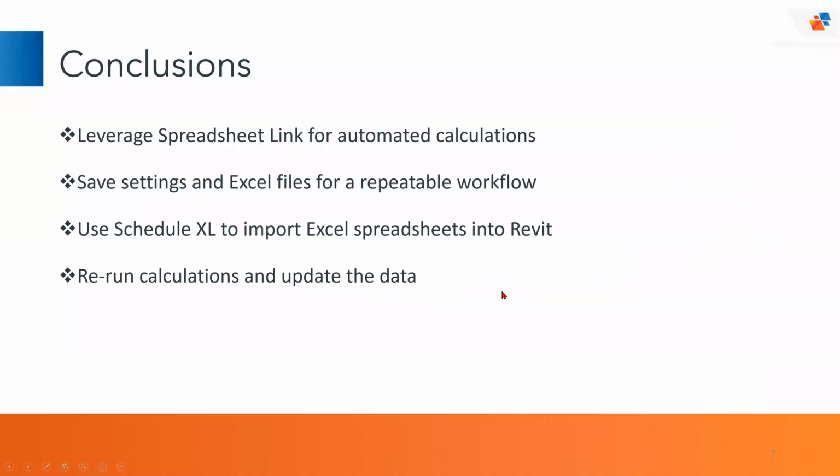So with that, in conclusion, leverage Spreadsheet Link for automated calculations, as we saw, to help automate the area per person, and then give an occupancy rounded to the nearest person. You could save Excel settings and Excel files for a repeatable workflow. Use Schedule Excel to import Excel spreadsheets into Revit, and then also rerun calculations and update the data.